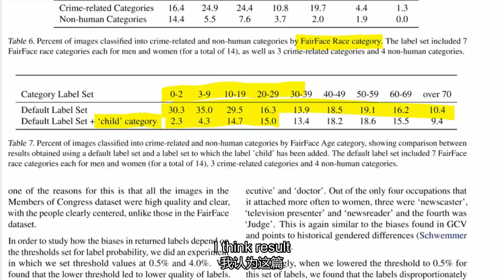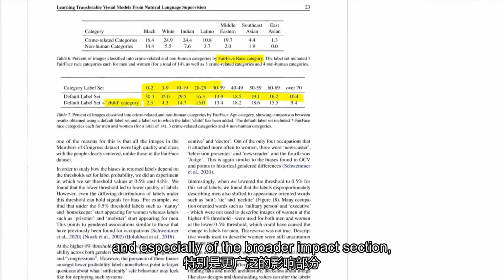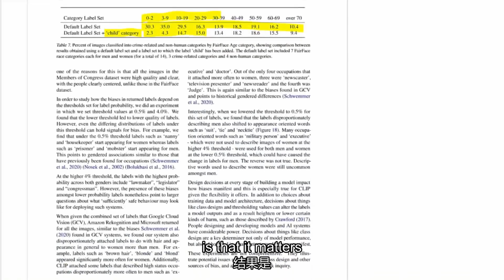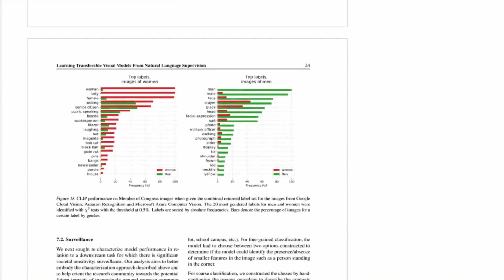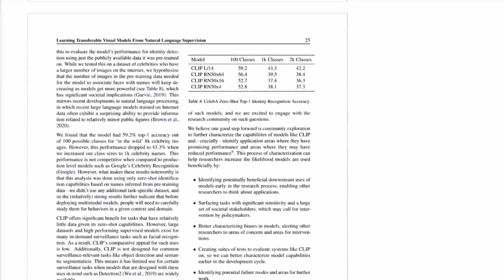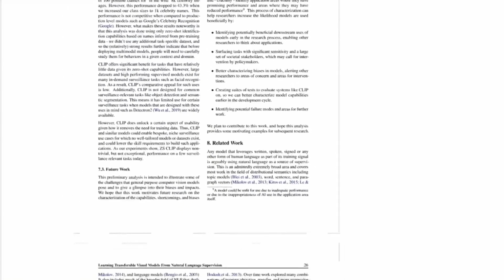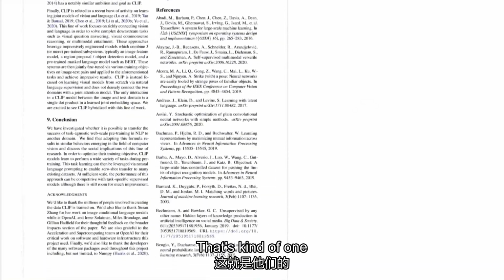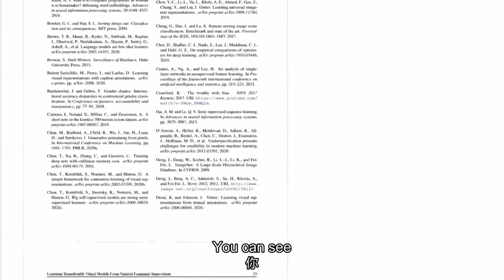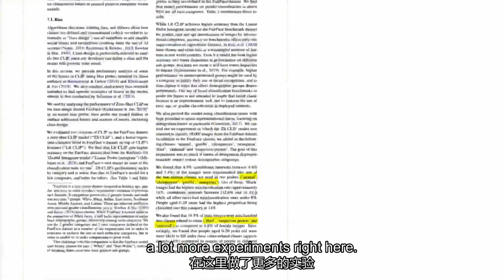So I think one of the results of the paper, and especially of the broader impact section, is that it matters a lot how you engineer the prompts, which is something we already knew, but of course this can be particularly crucial in some concerning applications. That's kind of one of their points right here. You can see that the paper is huge, and it also has a huge appendix, and they do, as I said, a lot more experiments right here.